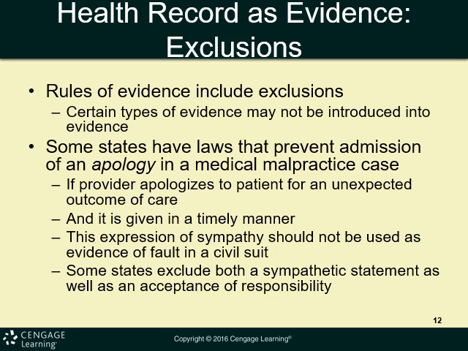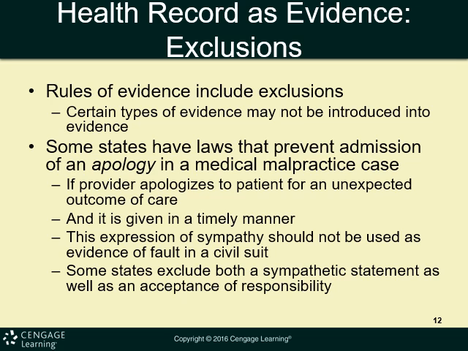Similar to the concept of privilege, we now have exclusions to discuss. Exclusions operate to prevent admission of evidence in a court case. One such exclusion is the apology of healthcare providers for any unanticipated outcome of the delivery of medical care. These apologies may be contained in the health record or may be separated entirely from the health record. In either instance, the laws of several states may shield the apology from admission into evidence in a medical malpractice case. These laws fall into two categories.